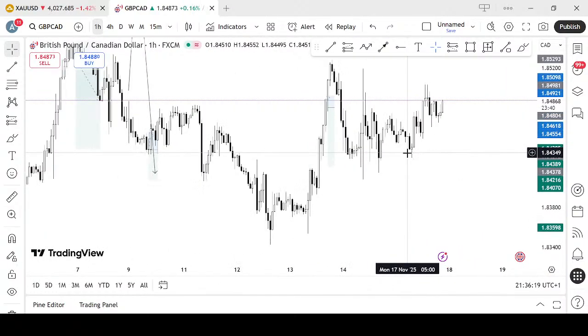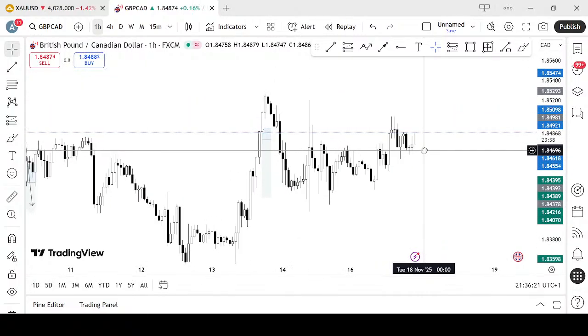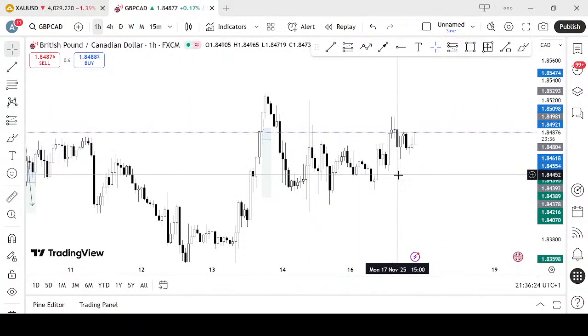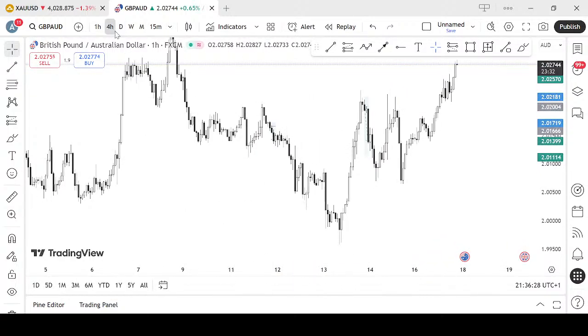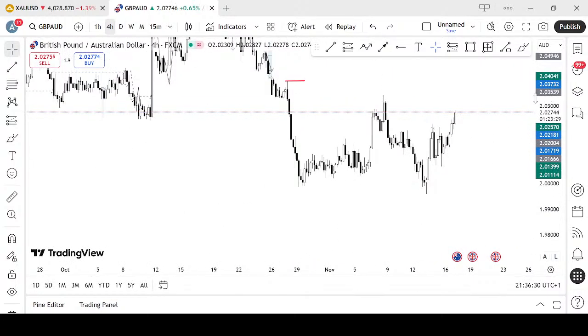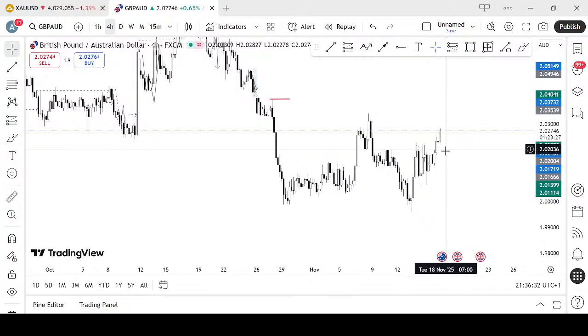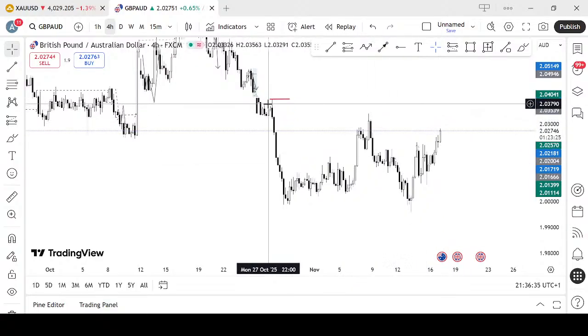On GBP CAD, we've been bearish for a while, and regarding that, there's no trade on GBP CAD. Also on GBP AUD, I've been wanting price to come up, then we'll be looking for reasons to sell.